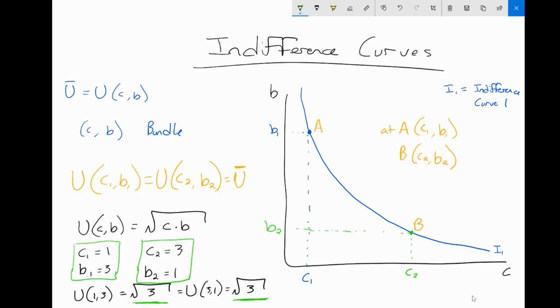That means the agent is indifferent. The agent is willing to have 1 cup of coffee and 3 bagels, or 3 cups of coffee and 1 bagel. They get the same amount of utility from both, and so they are not concerned with whether they have 1 and 3 or 3 and 1. They are indifferent between them. So that's what this curve shows.